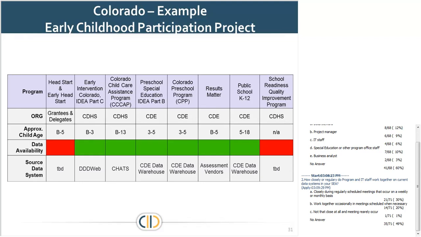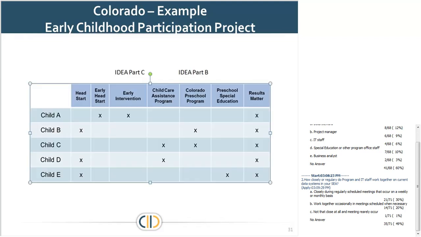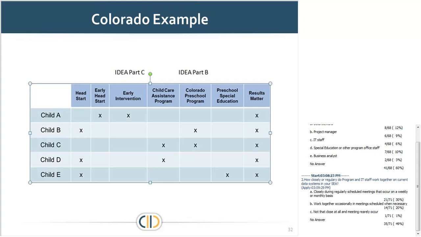So this is where IDEA data comes in. Of course, here at CDE we have the Part B data, and Part C data comes from the Department of Human Services. And the output is going to go into the hands of the program people and those stakeholders, giving them a view of the concurrent enrollment for children across all of these different programs.